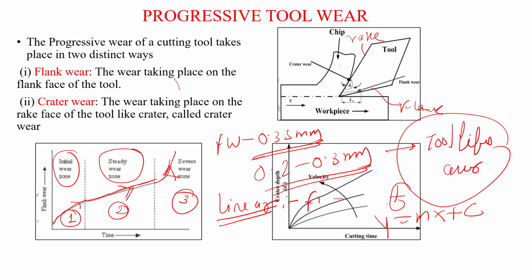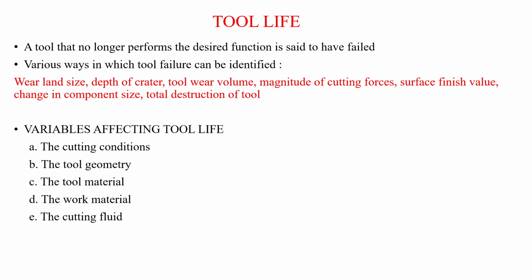Time in which tools give the desired function. Right, right. This is a very simple definition. A tool that no longer performs the desired function is said to have failed. Means the time up to which the tool performs its desired function is said to be the tool life of a tool.